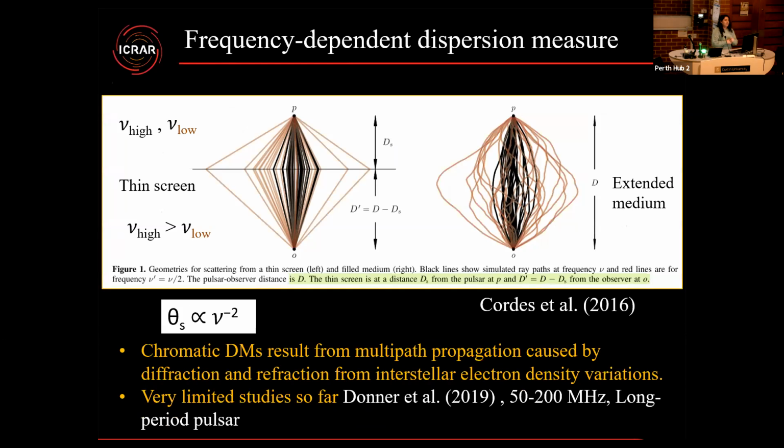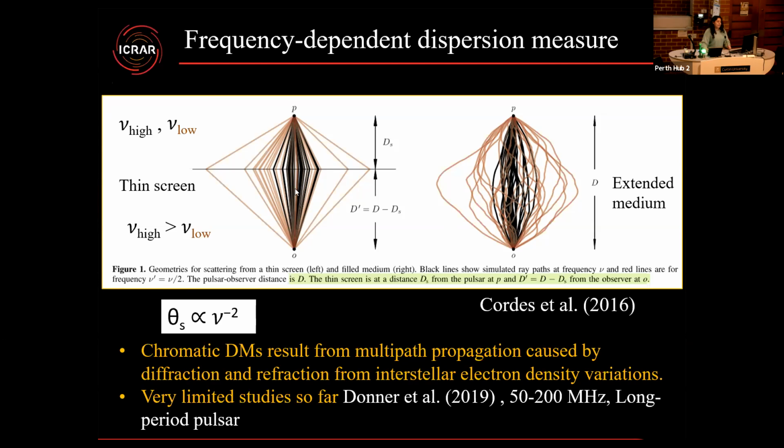This is a very new and theoretical concept. Basically, at low frequencies you measure a different DM compared to what you measure at higher frequencies, because at low frequencies the scattering angle is different. The ray path travels a slightly different way, so it tracks a different number of electrons and therefore gives a different DM at different frequencies.